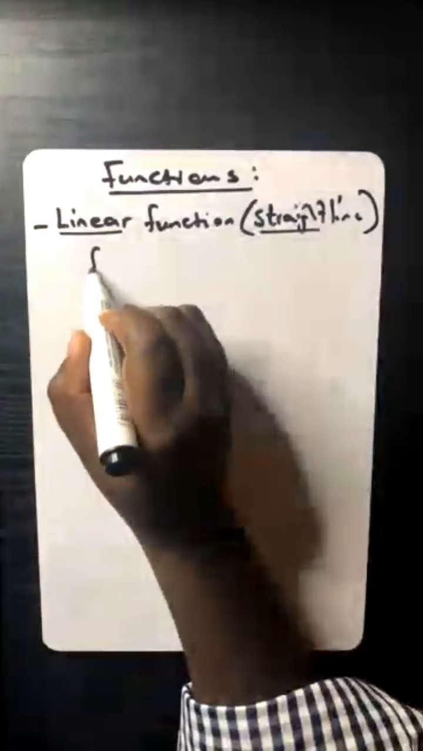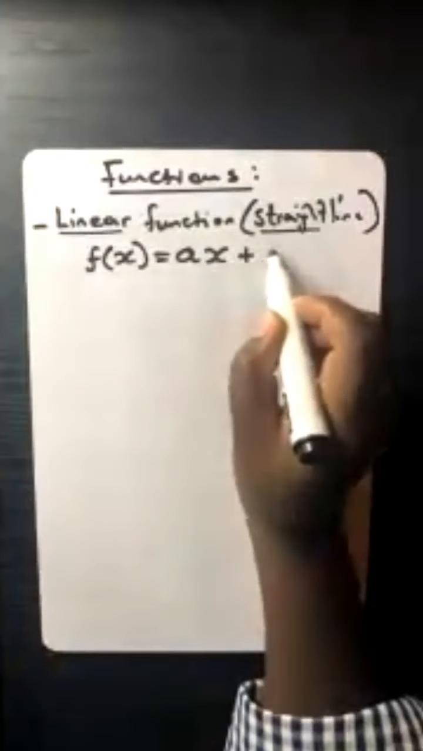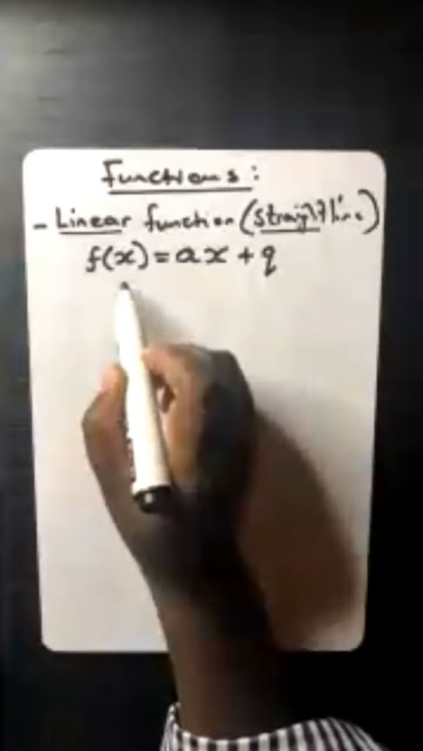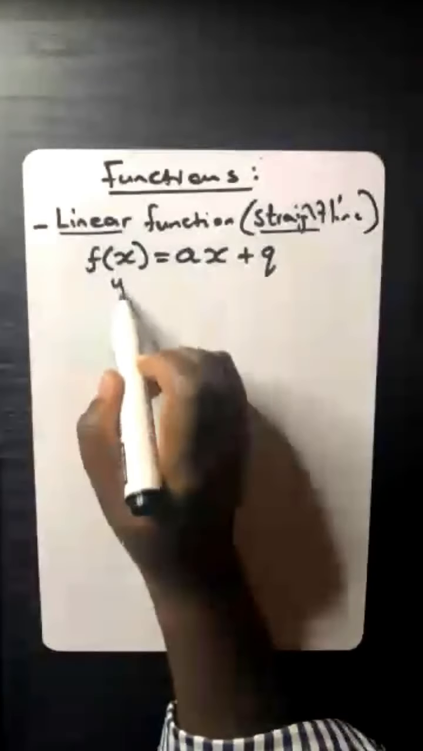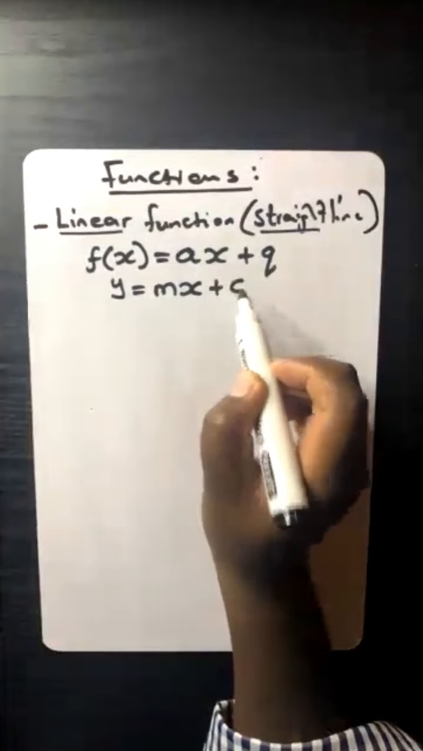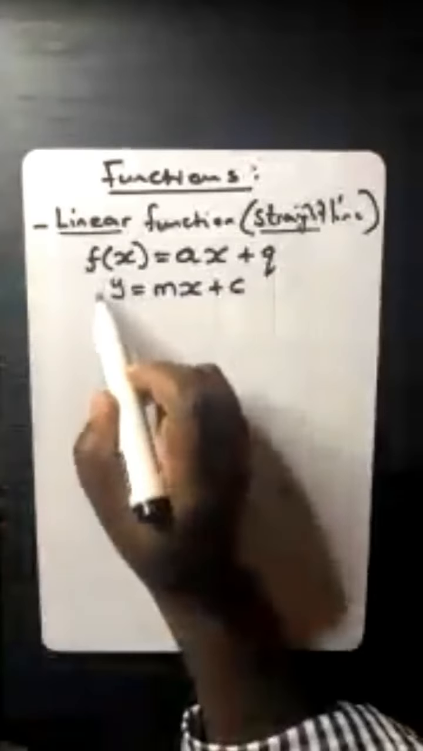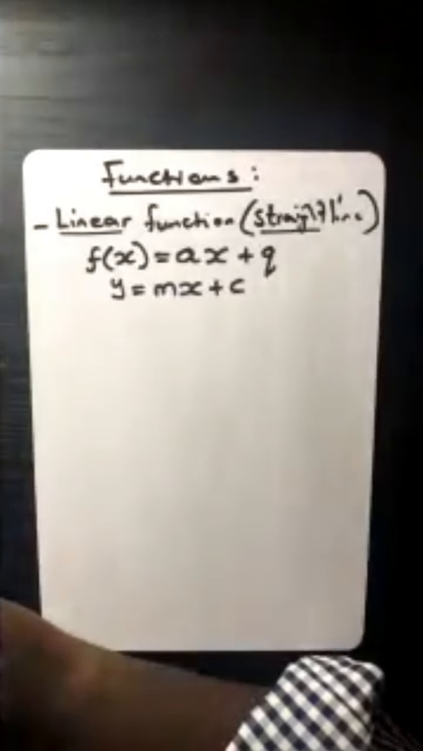There is a standard form in which we represent a linear function or a straight line. This is the form f of x equals ax plus q, sometimes they use c. Again, you can represent this as y equals mx plus c. This is almost one and the same thing, guys. The moment you see f of x, h of x, g of x, don't get confused. It simply refers to the corresponding y value.